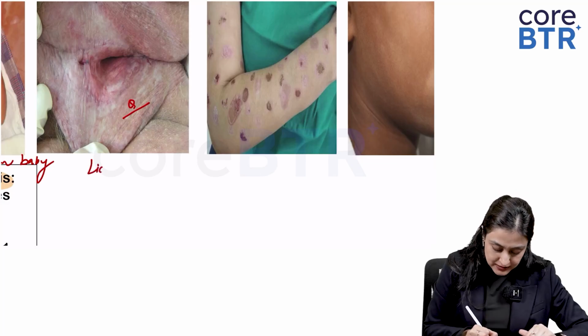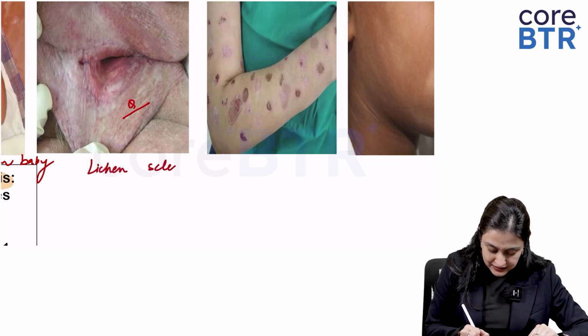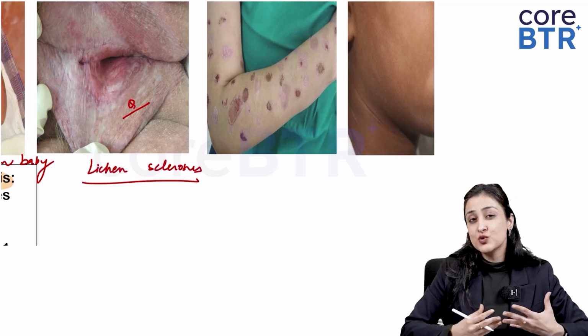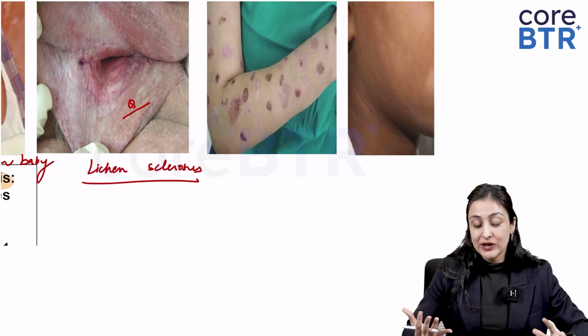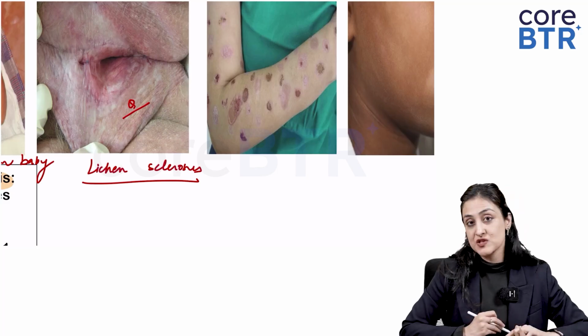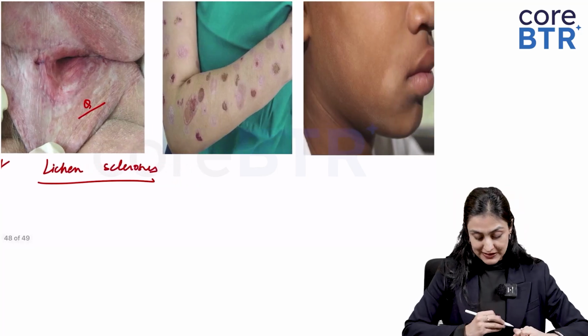This is lichen sclerosus, and this is something which is a favorite of INI examiners as well. They'll give you dry introitus, dyspareunia would be a history. So a lot of fibrosis happens around the introitus in females.